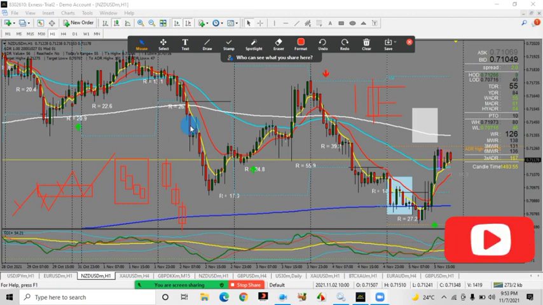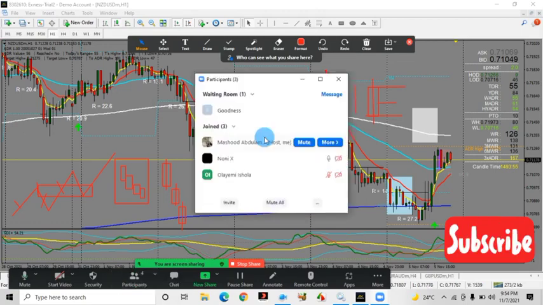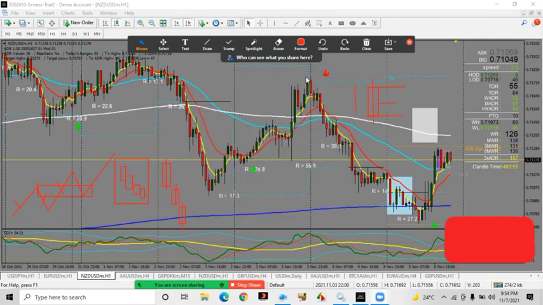Then the first one we have is our open, the O, which was 71,507. That was where the candle opened. Then the H is our high, the highest point the price has gone through during that particular time. Then the L is our low, the lowest point the candle has actually traveled to. That's our low.